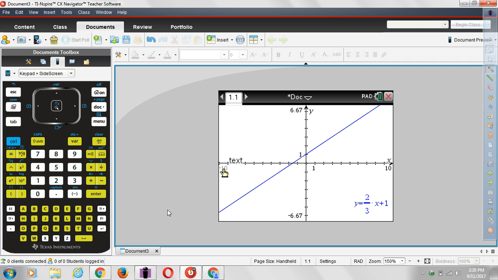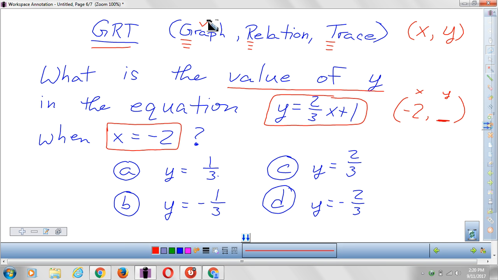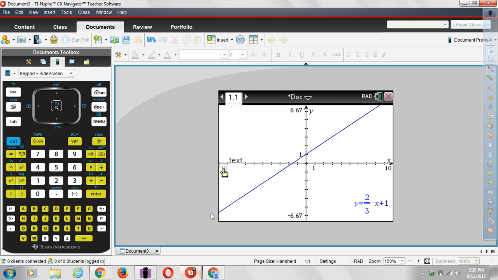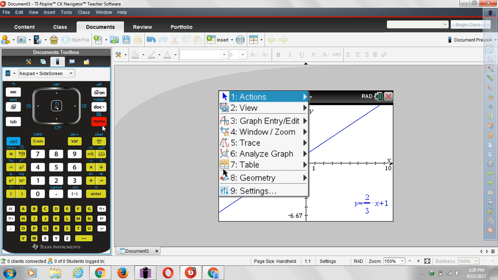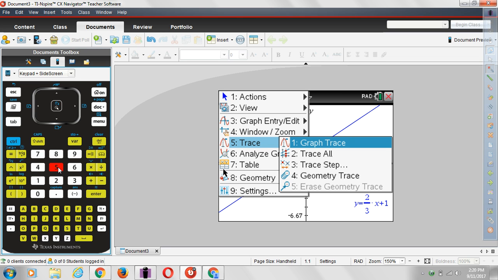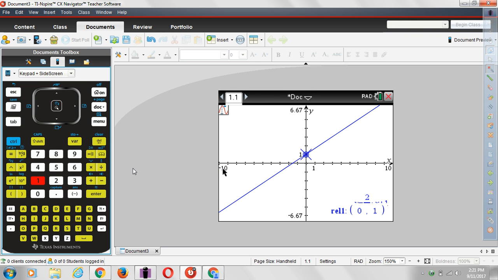Okay, so we've done graph. That was one keyword we saw on our path. We've done relation. That was another keyword we saw in our path. Now we need to access the trace keyword. Okay, so the trace keyword is hidden in the menu option, menu. And there it is right there, number 5, trace. When you choose trace, you always choose number 1, graph trace. And when you see the blue X, hit Enter and Escape. Okay. So there we go.